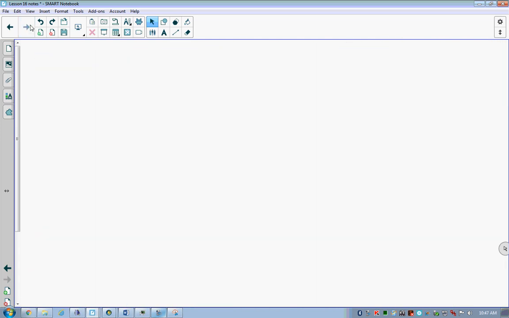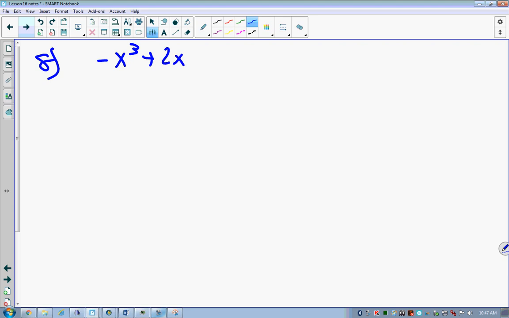I think you saw stuff like this in Algebra 2 maybe, where we can use synthetic division. How many of you remember synthetic division? Synthetic division is really nice, right? Okay, so let's look at number 8. Number 8 says we want negative x cubed plus 2x plus 8. We want to divide that by x minus 2.